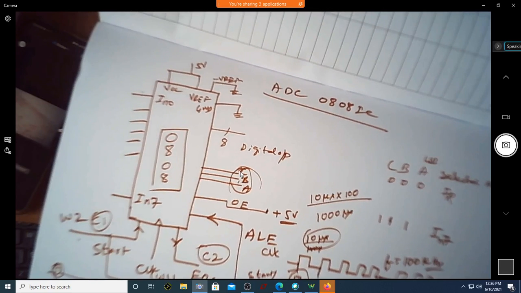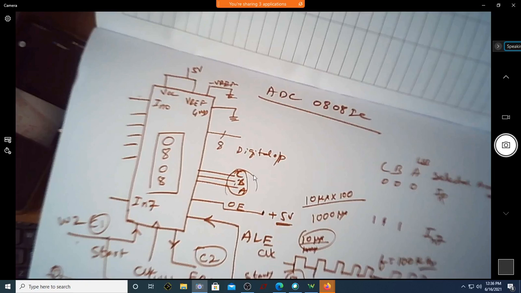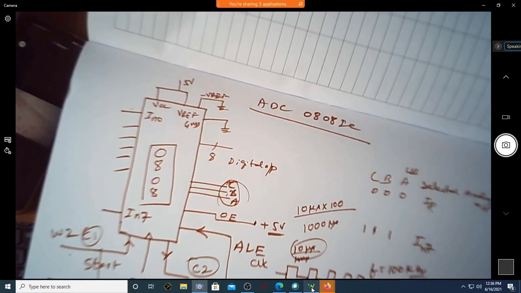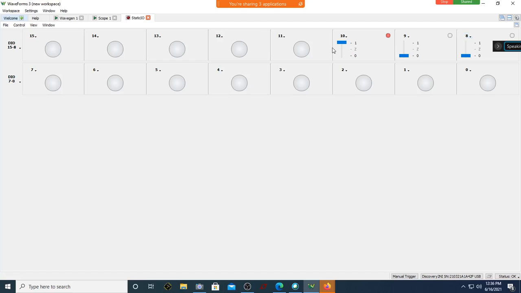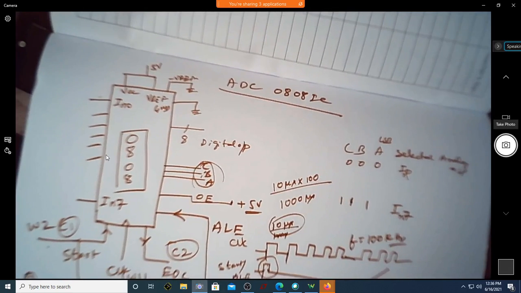And this ABC are connected to pin number 8, 9, 10 of your static IO. Now the question is, how do I give different inputs? How do I give different inputs?